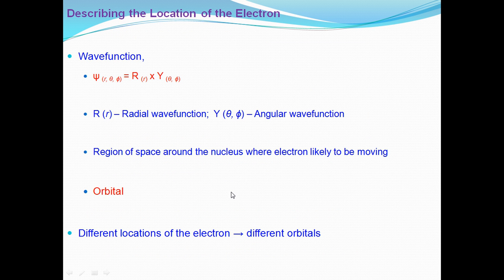All right, and so because we're incorporating a radial description of the location of the electron and an angular description of the electron's location, that effectively defines more or less the region of space around the nucleus where the electron is likely to be moving. And we call this region of space an orbital, or an atomic orbital. And it basically turns out that different regions of space within which the electron is likely to be found give rise to different orbitals.